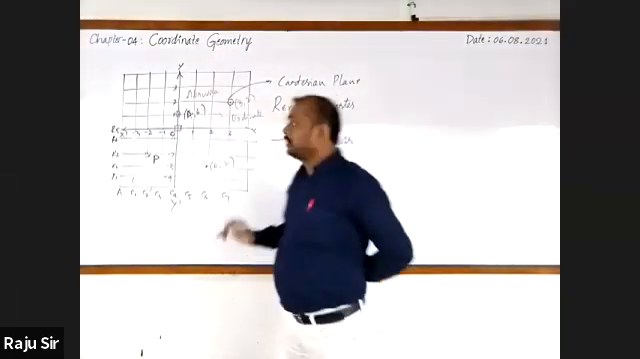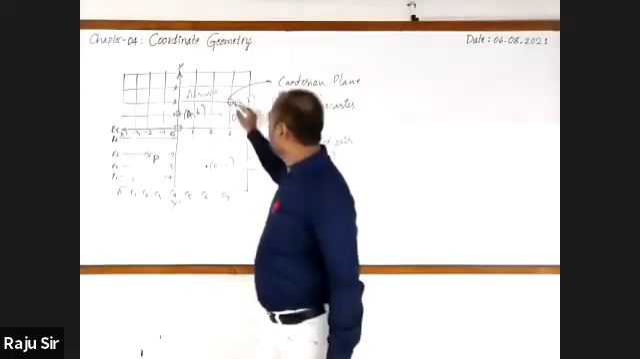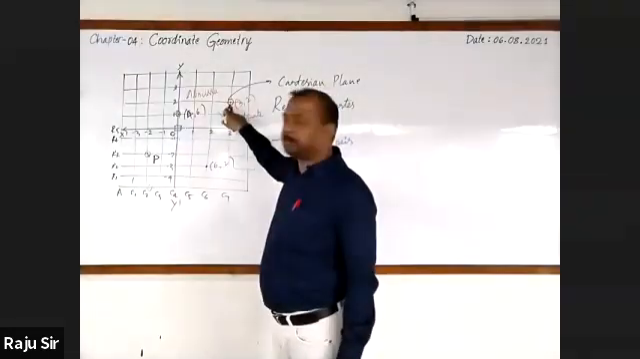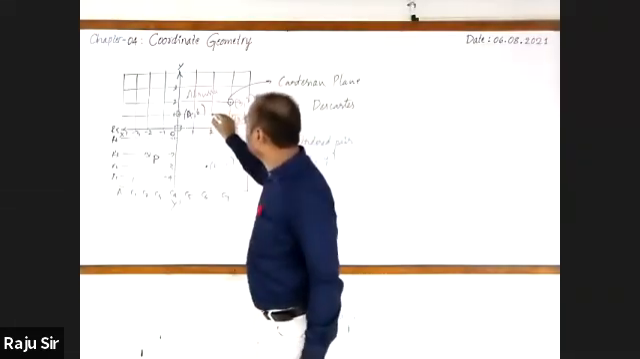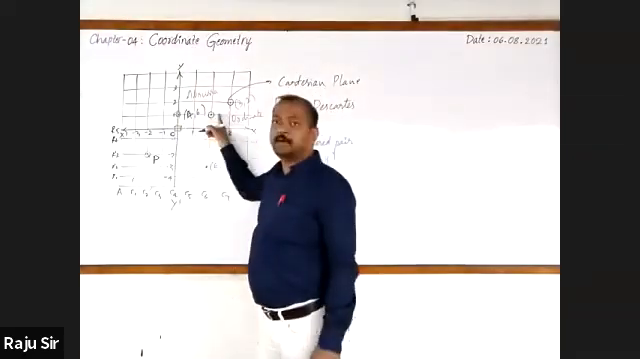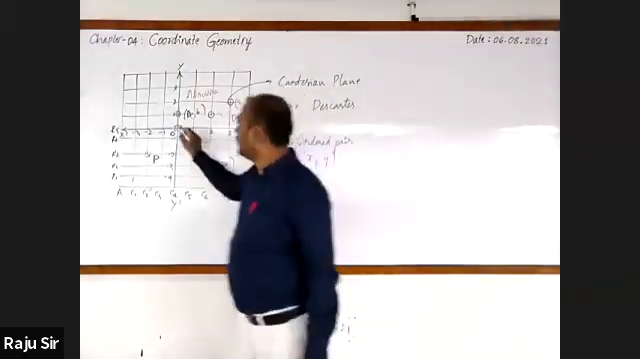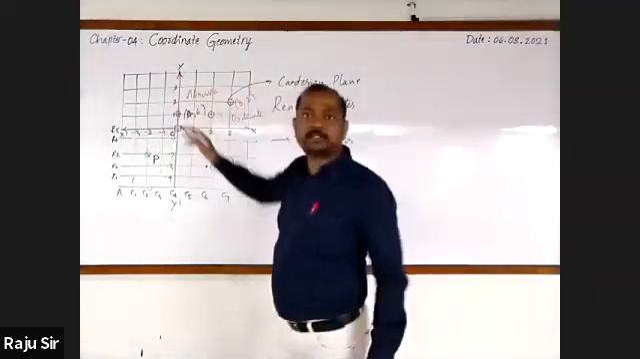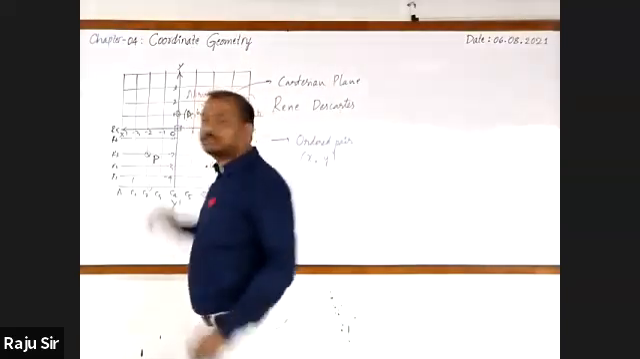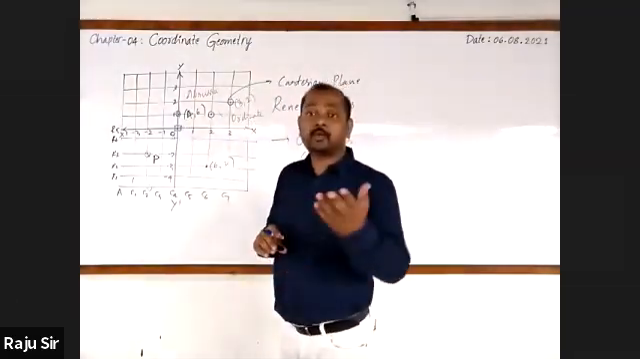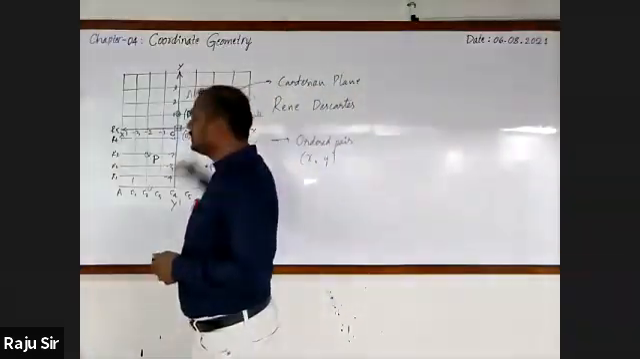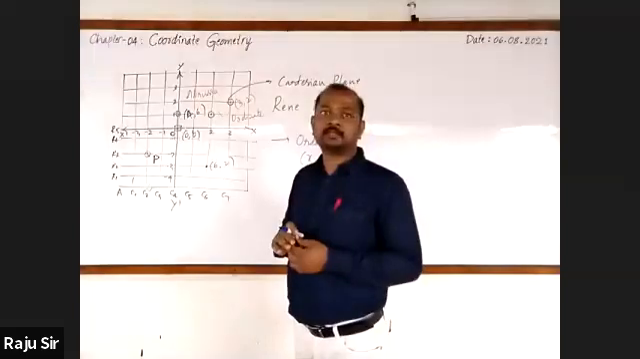Now you tell. What are the coordinates of this point? We have already written the coordinates of the point. It is 3, 2. Tell the coordinates of this point. 2, 1. And you also know that the point of intersection of the two axes is known as origin. Tell the coordinates of origin: 0, 0. Remember.